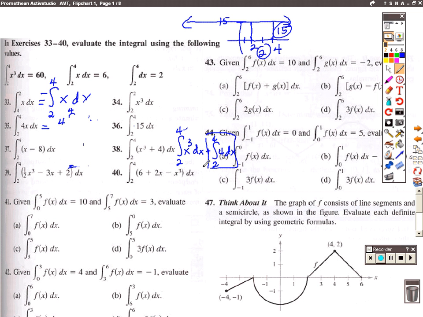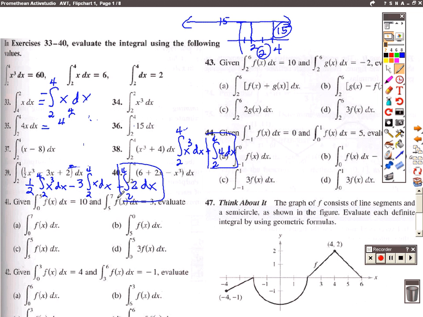Number 39, we're going to take it apart. We're going to rewrite the 1/2 in front from 2 to 4 of x cubed dx minus, take out the 3, 2 to 4 of x dx plus 2 to 4 of 2 dx. And I think you can see from up above where you would get your values. And again, this is the rectangle scenario. 2 units high, 2 units wide. The area of that region would be 4.